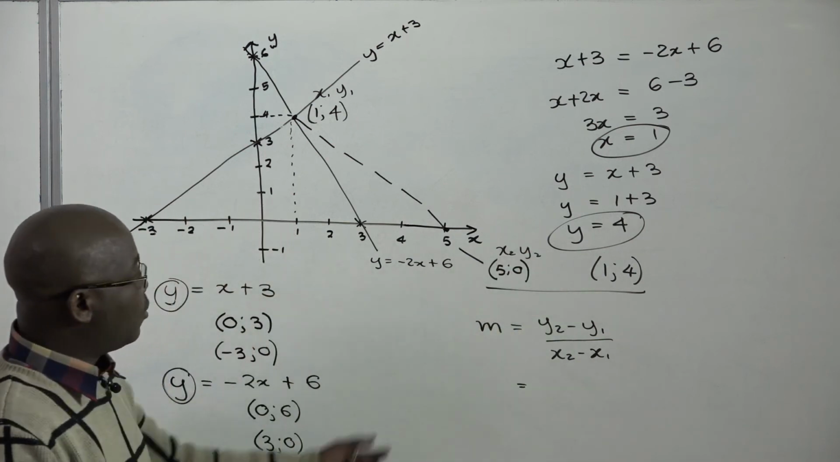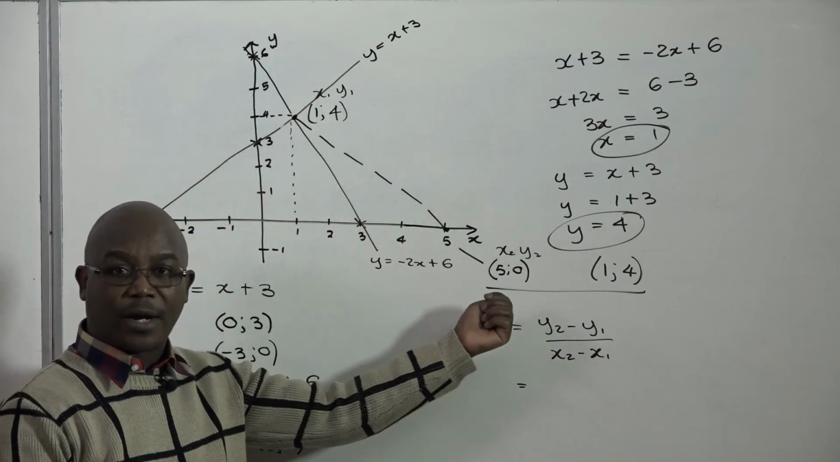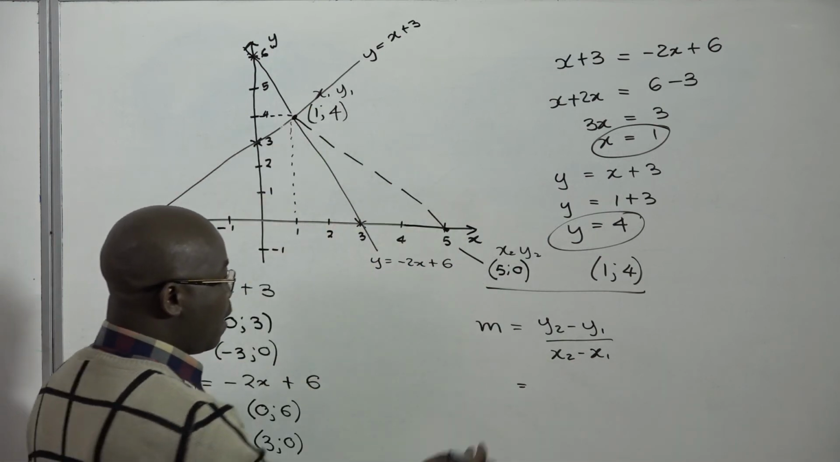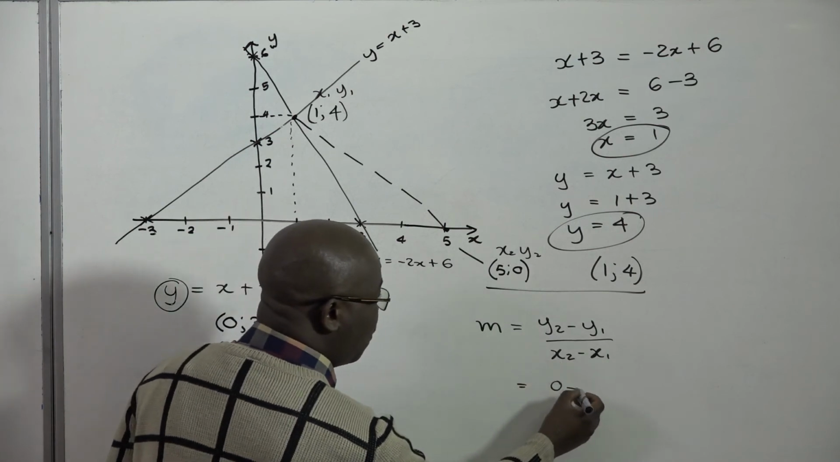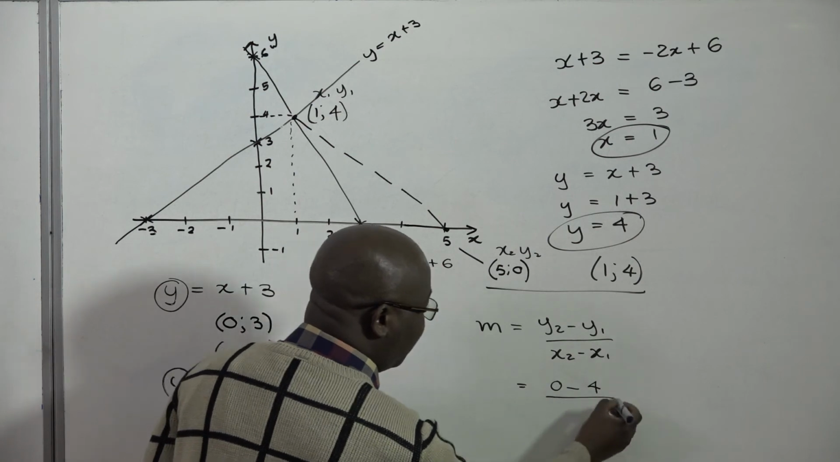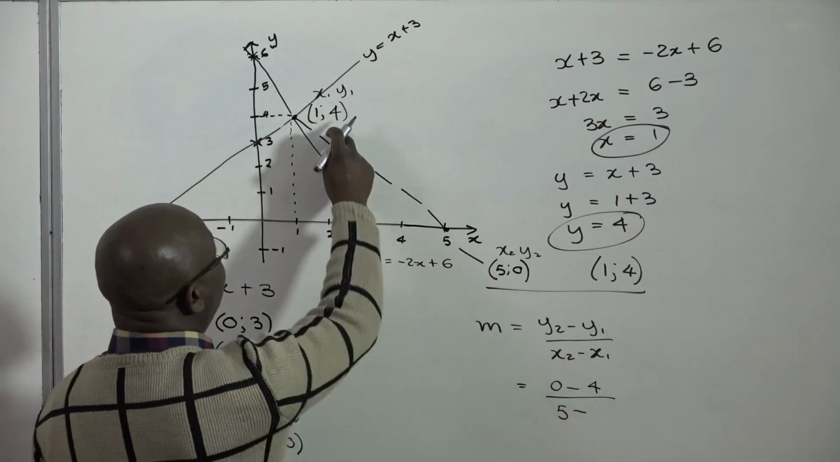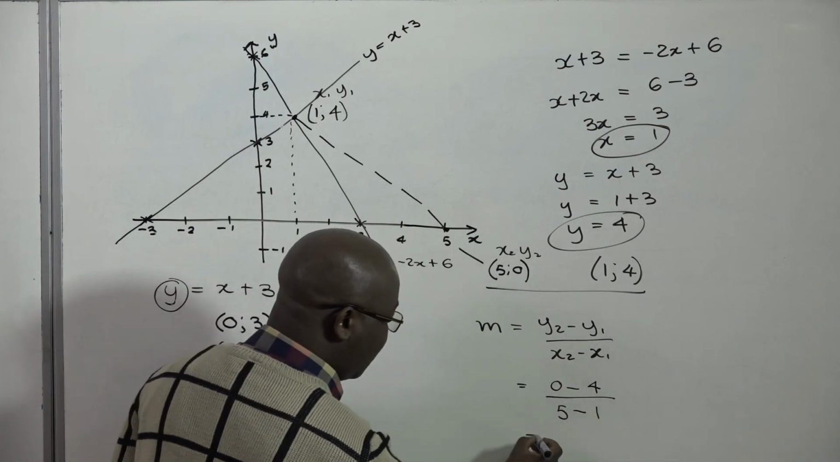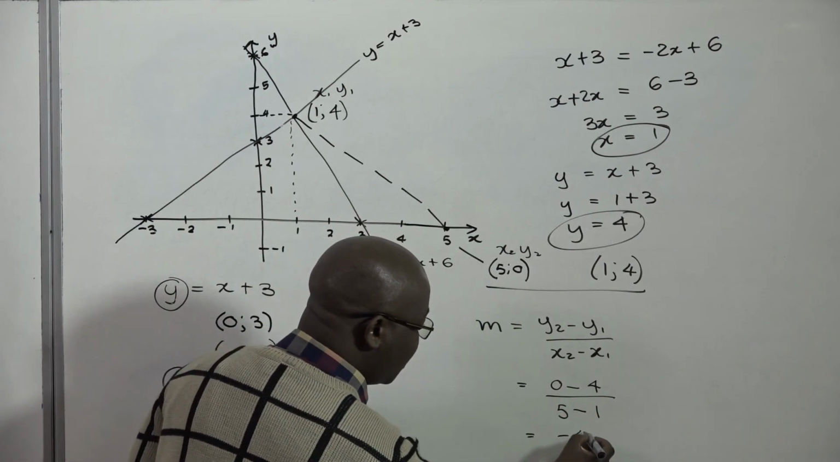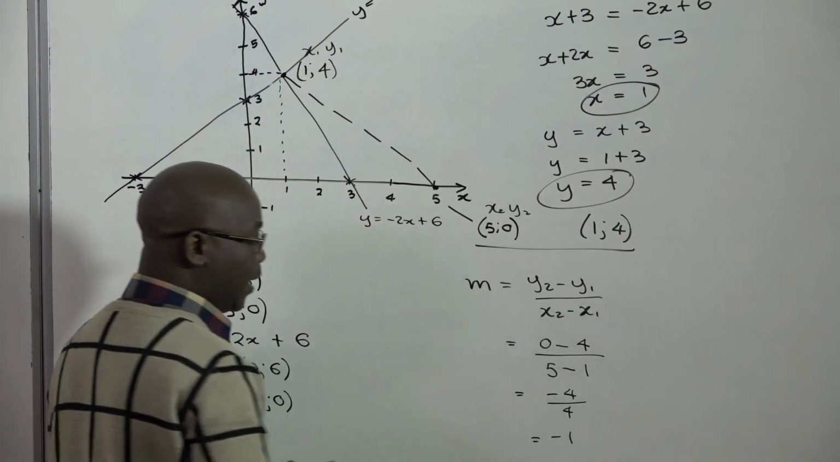Like I said earlier on, it's your choice. You can call this x2, y2, and this one x1, y1. It doesn't make a difference. y2 is 0 minus y1, it is 4, divided by x2 is 5 minus x1, it is 1. Therefore, 0 minus 4 is minus 4 over 4. The gradient is minus 1.